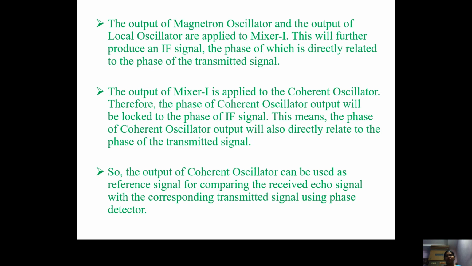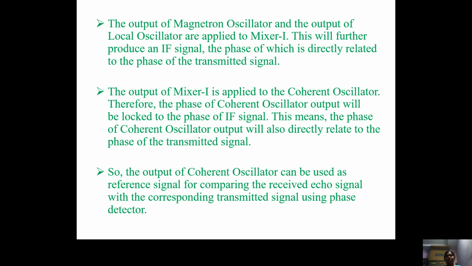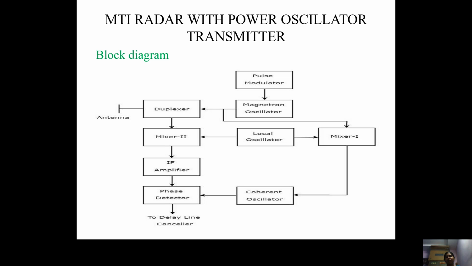So the phase of the transmitted signal, received echo signal, and coherent oscillator signal will be the same. The output of the coherent oscillator can be used as a reference signal for comparing the received echo signal with the corresponding transmitted signal using the phase detector. After that, the obtained output is given to the delay line canceller for further processing. So what is the use of the delay line canceller?